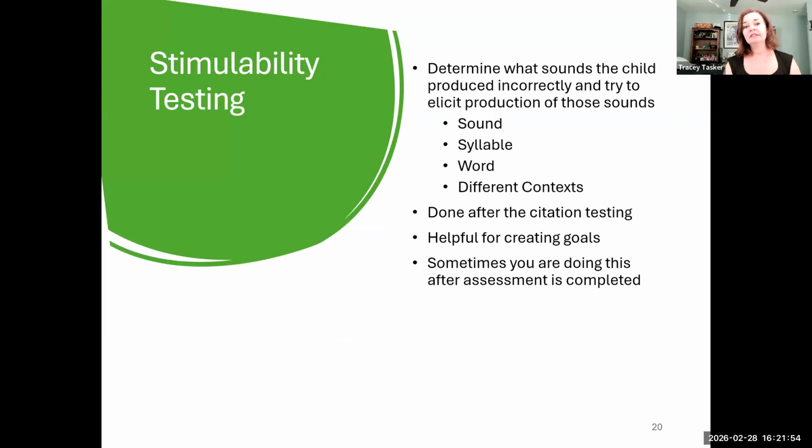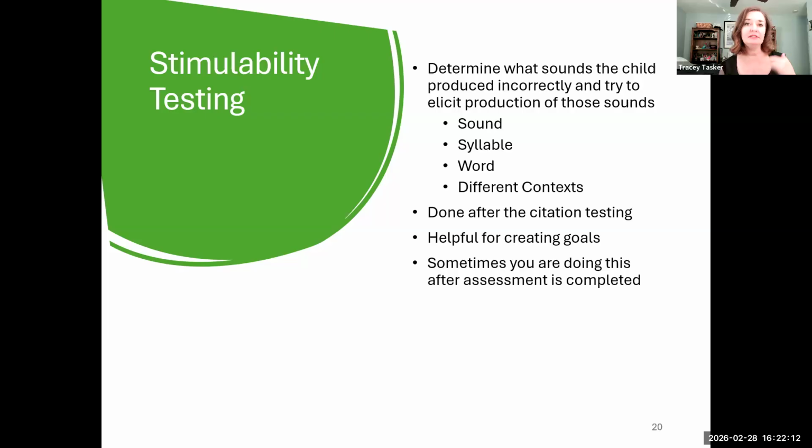All right. Stimulability testing is important. I would say most of the time it's done after you're done with your assessment, okay? There's often not enough time to do it during the assessment. So once the child qualifies, you're going to be giving them services.